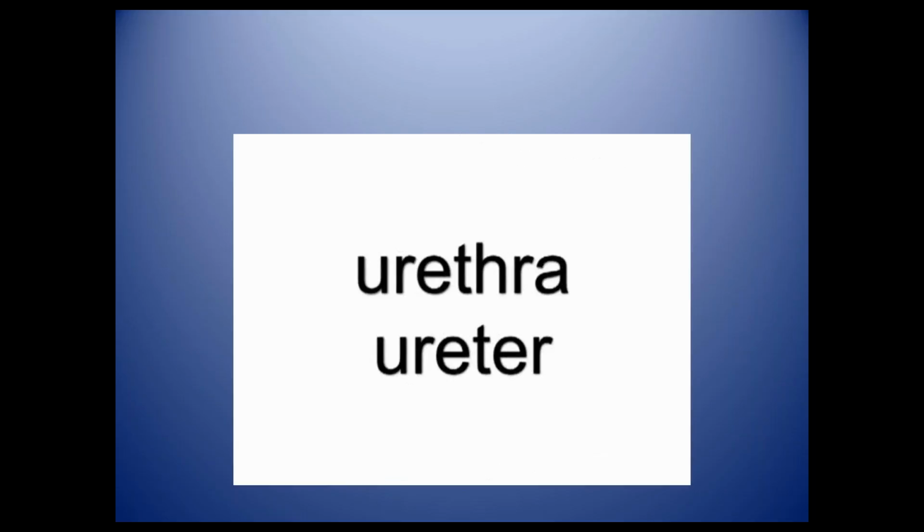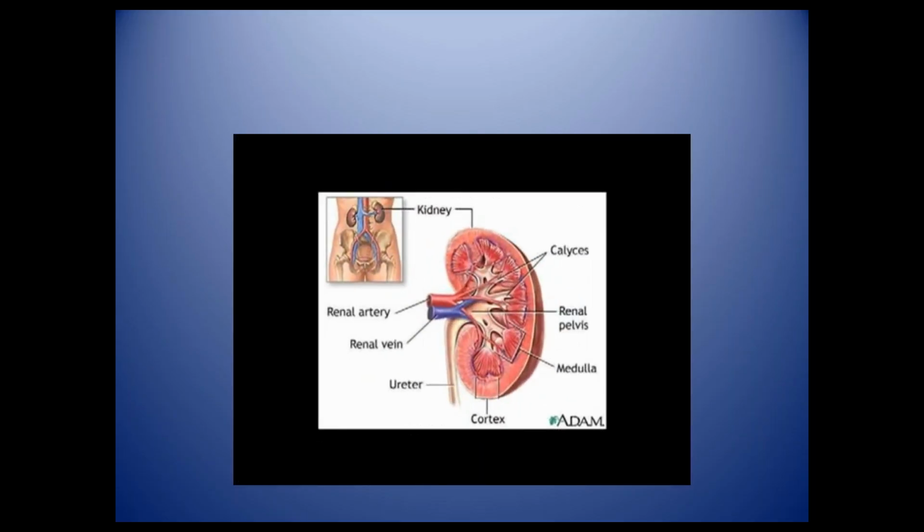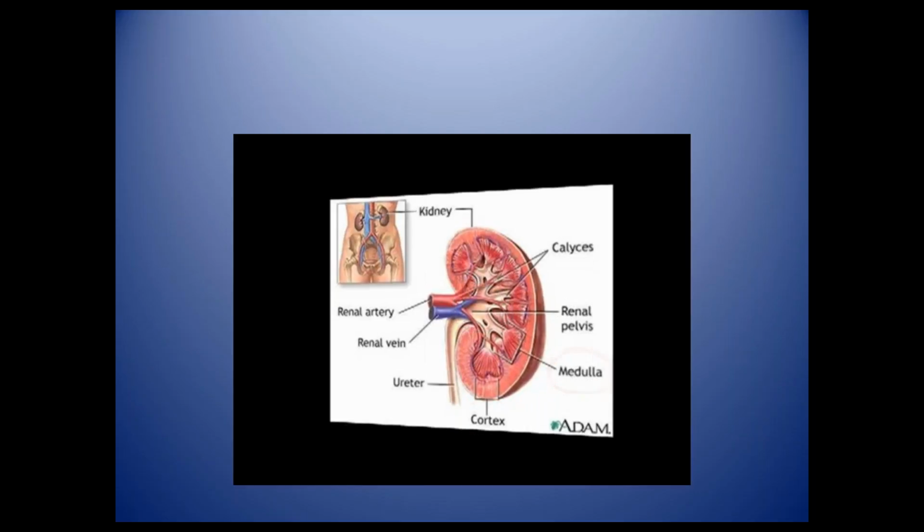Urethra and ureter look very similar. Be careful you don't confuse the two. 2 very different structures. The kidney has 3 distinct regions. It's got a cortex and a medulla, and also something called the renal pelvis. And the renal pelvis is basically the open area in the middle. The cortex is the outer region, and the medulla is the deeper inner region.